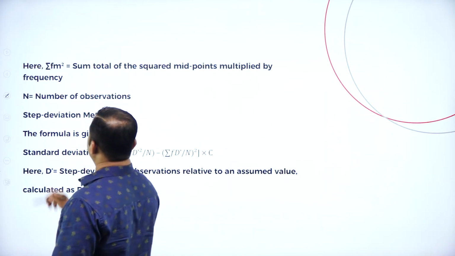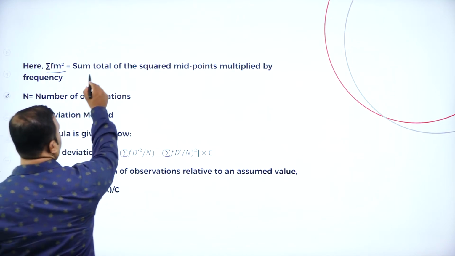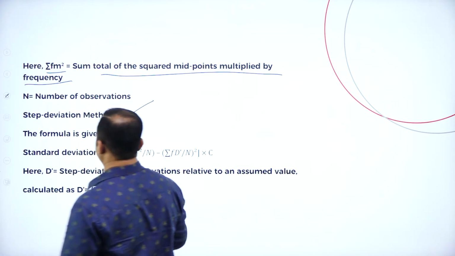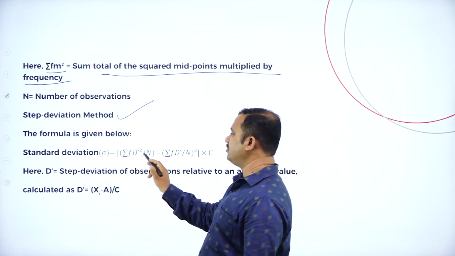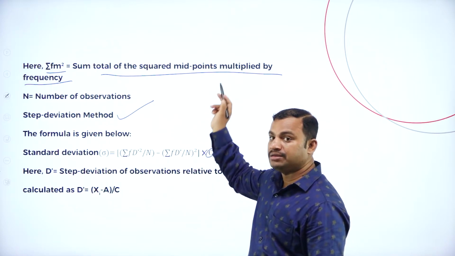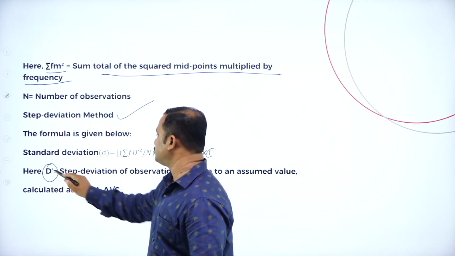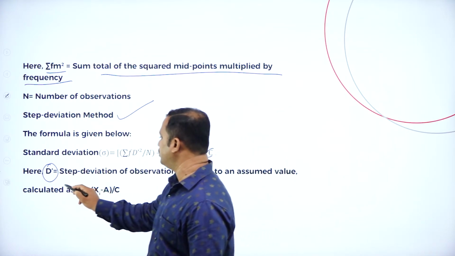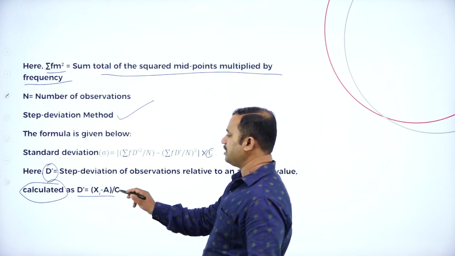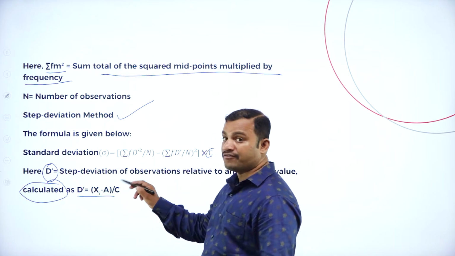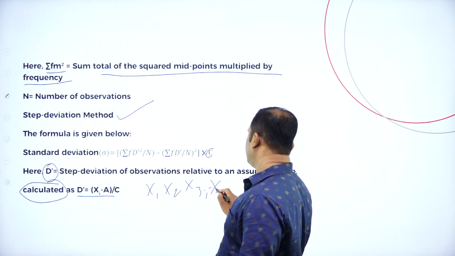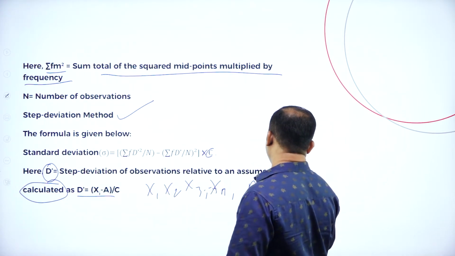Similarly, we have summation f into m square, which is the sum of the squared midpoints multiplied by frequency. For the step deviation method, the formula is summation f into d dash square by n minus f into d dash by n whole square, into c, the same thing which I explained in the previous slides. D dash corresponds to the step deviation of the observations relative to the assumed mean, calculated as d dash is equal to xi minus a by c, where xi indicates x1, x2, x3 and so on up to xn, and a is the assumed mean.